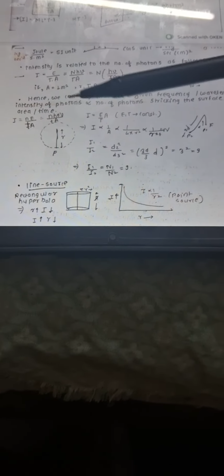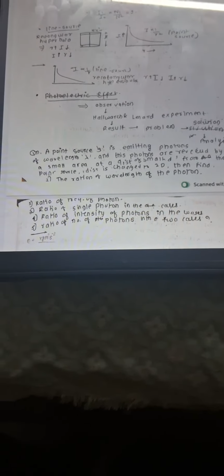Suppose there is a point source of light, so intensity is proportional to 1 by area. That point source will be enclosed by a sphere, and area will be proportional to r square, so intensity is proportional to 1 by r square. If we compare intensity from two sources, the ratio will be d2 square by d1 square. That is how we can solve this. And intensity is proportional to the number of photons, so from here you can calculate the ratio of the number of photons itself.